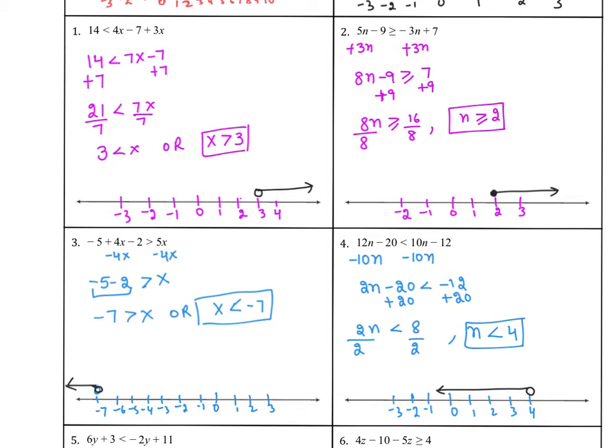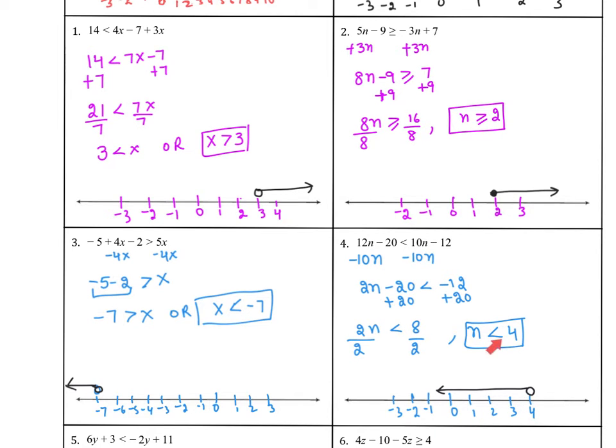For number 4, you're going to subtract 10n on both sides. 12n minus 10n is 2n, minus 20 less than negative 12. Add 20 on both sides, you get 2n less than 8 because 20 minus 12 is 8. Divide by 2 on both sides, you get n is less than 4. Make a number line, and on top of 4, you make an open circle.